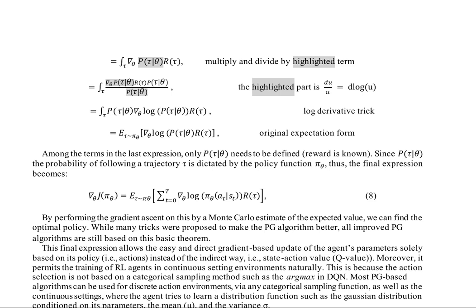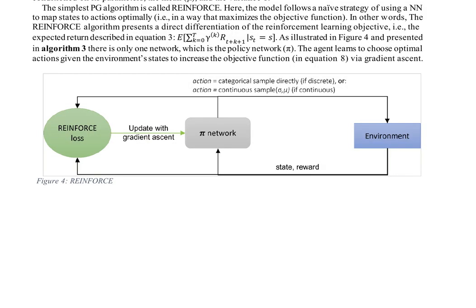The resulting expression, nabla theta J(pi theta) equals E of the summation over t equals 0 of nabla theta log pi theta (a_t | s_t) times R(tau), enables the training of reinforcement learning agents in continuous setting environments. The REINFORCE algorithm is a straightforward implementation of the policy gradient theorem, where a neural network is used to map states to actions optimally.